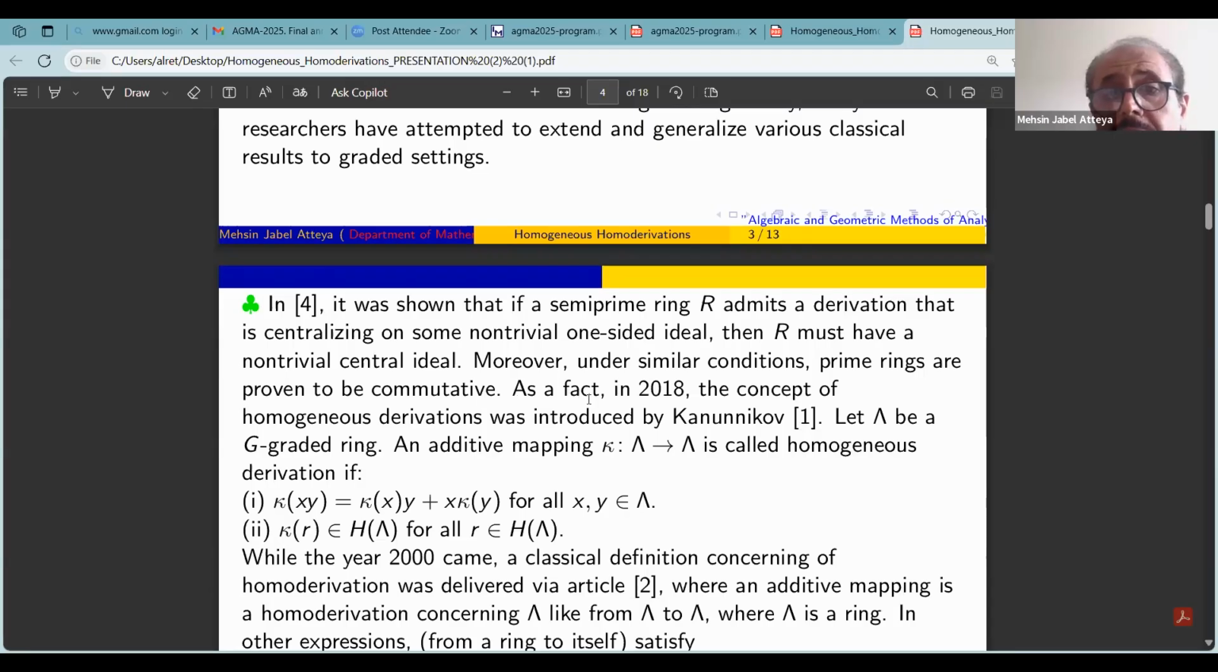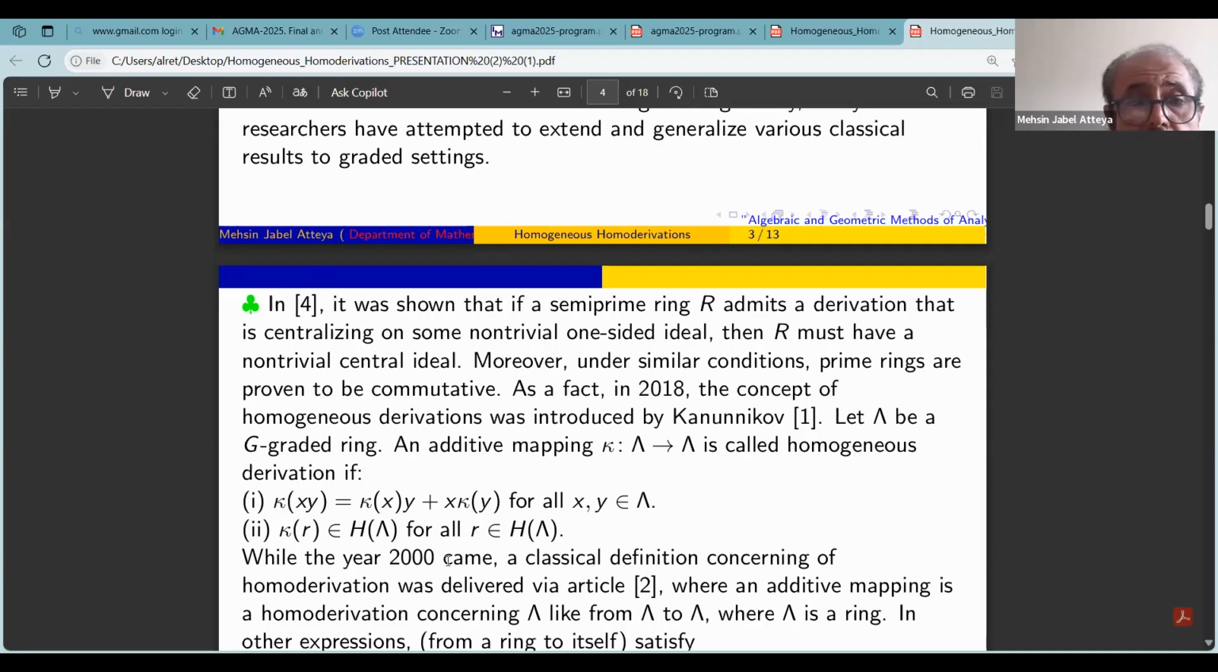In 2018, the concept of homogeneous derivation was introduced by Kamenov. Let lambda be a G-graded ring. An additive mapping kappa from lambda to lambda is called a homogeneous derivation if kappa satisfies two conditions: kappa of xy equals kappa(x)y plus x kappa(y); also, kappa of r belongs to H of lambda for all r belonging to H of lambda.